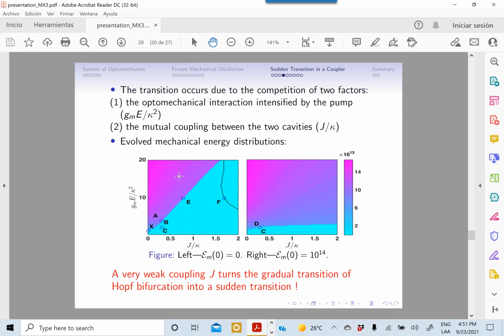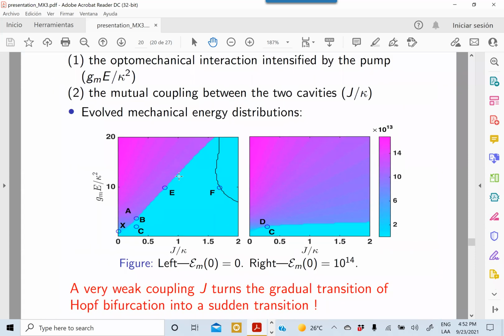A general description of such sudden change is by this phase plot. One axis is just the optomechanical effect indicated by the g_M times E. The other is J. See? The color indicates the intensity of the evolved mechanical energy. We see a clear-cut boundary. If the power increases, for example from C to B, when the power reaches point B, it suddenly goes up, a sudden change, okay?